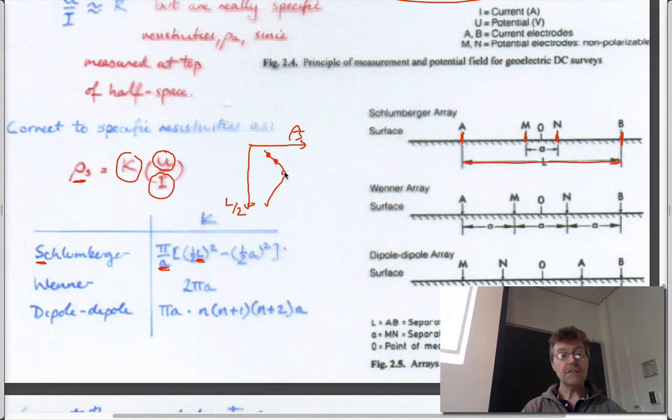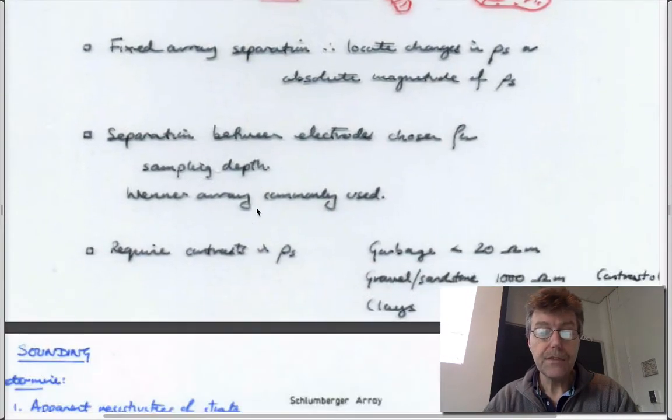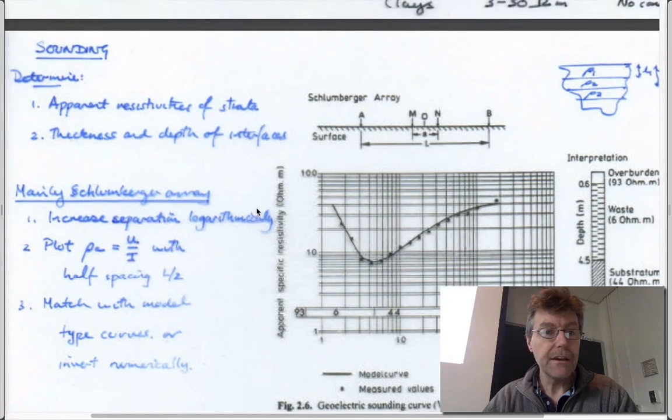And the idea is that if you have a type curve, which looks like this, you can fit the actual curve that you get with type curves that are available, and it will give you a picture of what the subsurface looks like. And so an example of that is here.